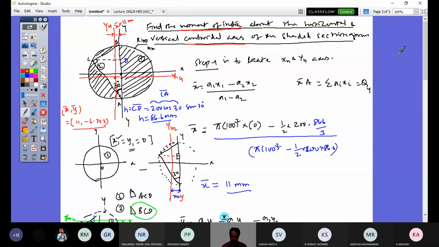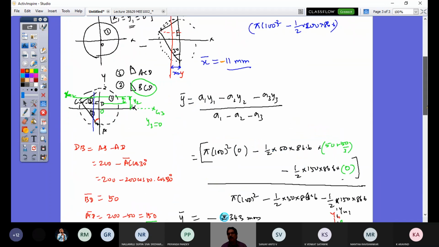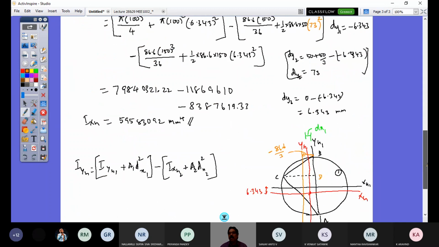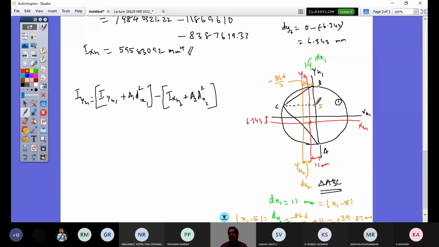See here, when we are calculating, this term is 0, this is minus, so this is minus 11. Just correct that. So it's minus 11. That is why you had it on this side, towards left from this reference. So you have this minus 11.